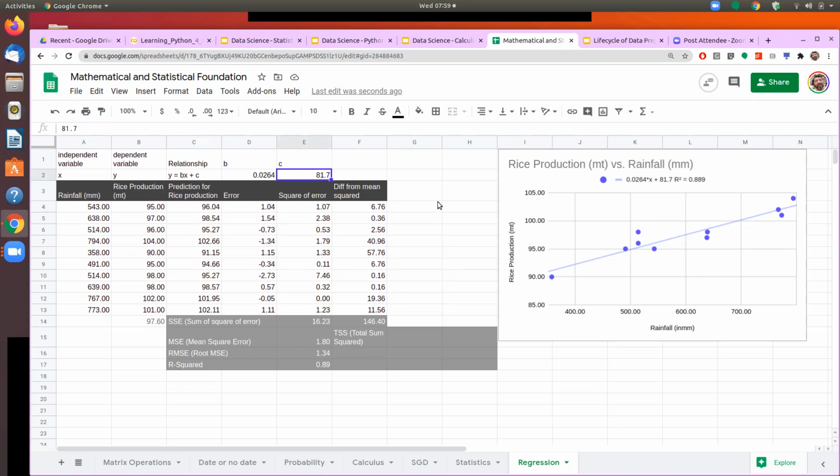So for example, this 81.7, even if I make it 80, just notice these values. Currently our RMSE is 1.34 and R squared is 0.89. What happened? RMSE increased and the R squared decreased. So that means this is the line of the best fit. But how do we really find out? We can find out with some measure, and these two measures are what we will be using in regression.